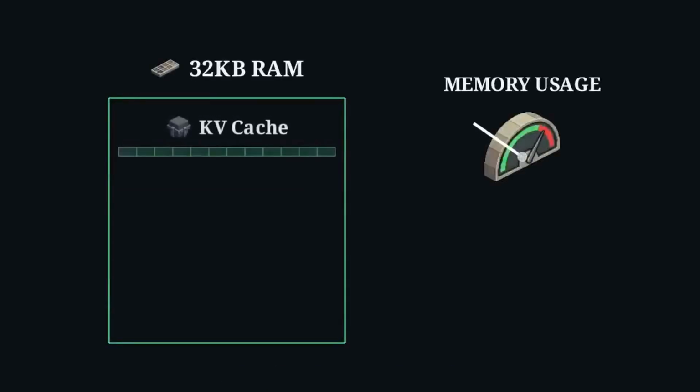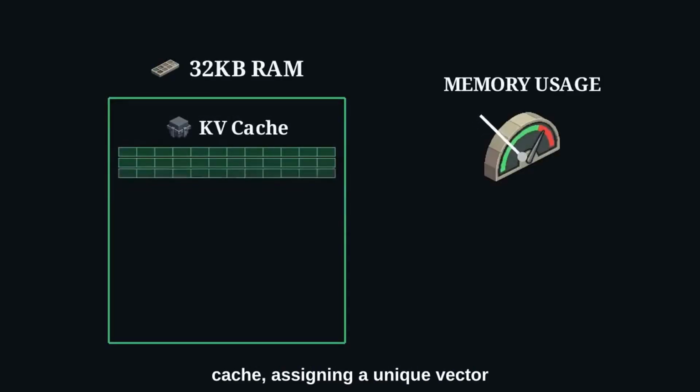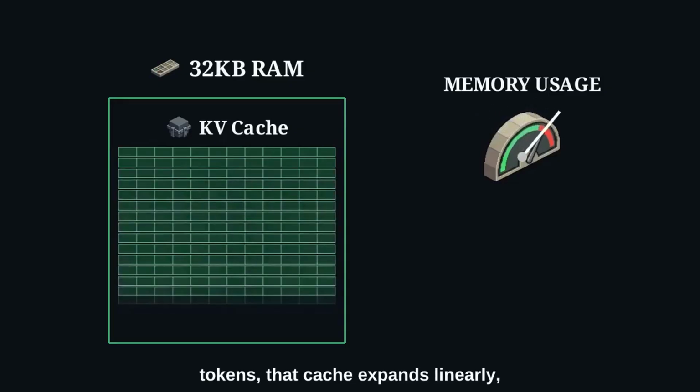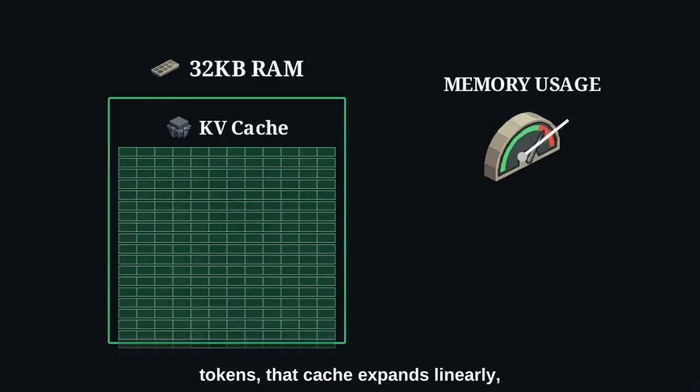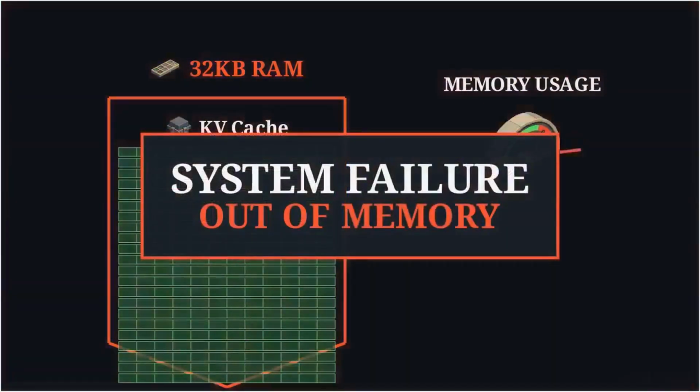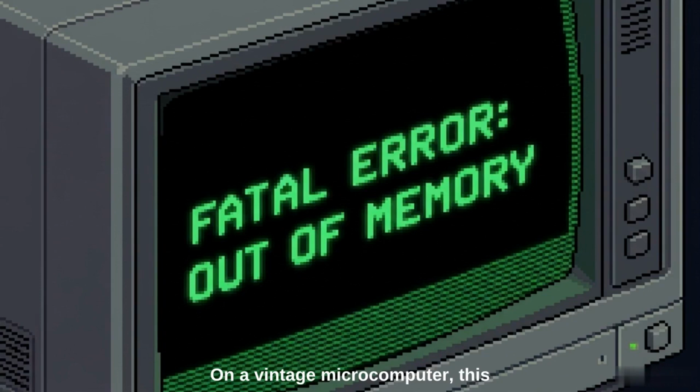Attention relies on a key-value cache, assigning a unique vector for every token processed. As the transformer generates new tokens, that cache expands linearly, rapidly breaching our hard 32 kilobyte limit. On a vintage microcomputer, this continuous context growth guarantees an immediate out-of-memory failure.